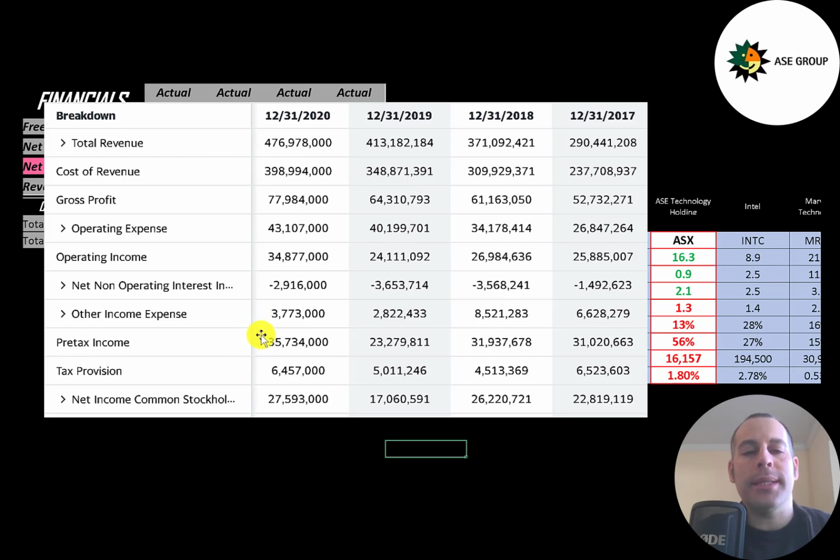Then you have your pre-tax income, then your taxes. And the bottom line of the income statement is your net income. And that's the highest in 2020. The reason the net income is so high in 2018 relative to 2019, in 2018, they had so much in other income and expenses that brought up their net income. That's why I say focus on operating income. That's a better indicator of a company's financial health.